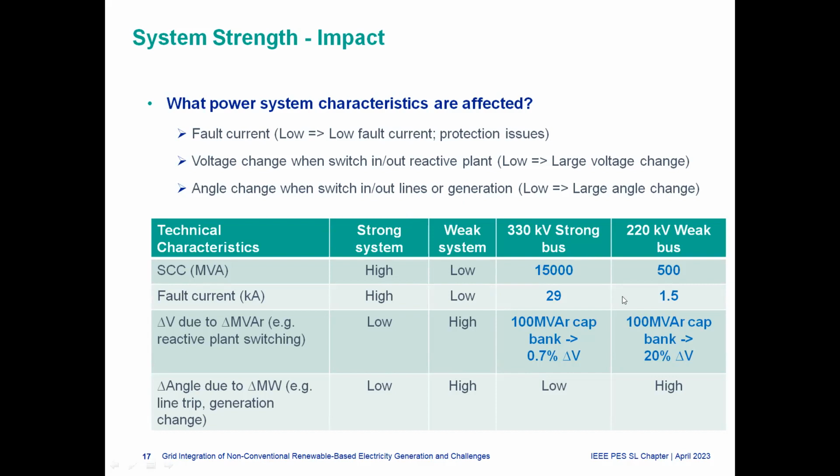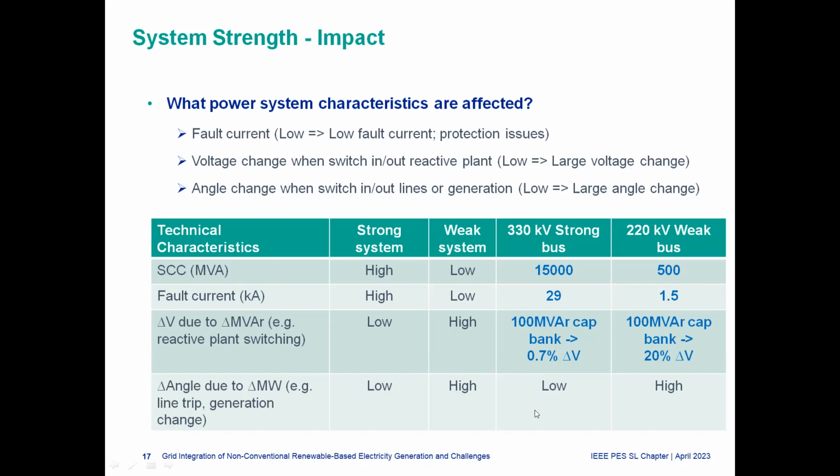This is just comparing two bus bars, a 330 kV strong bus and a 220 kV very weak bus. You can see the short circuit fault levels: 15,000 MVA at the strong bus, and at the weak bus it's only 500. Then the fault currents: if there's a three-phase fault, the current is about 29 kA at the strong bus and 1.5 kA at the weak point. And these are the impacts.